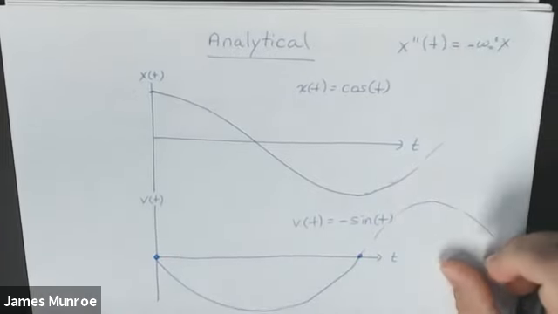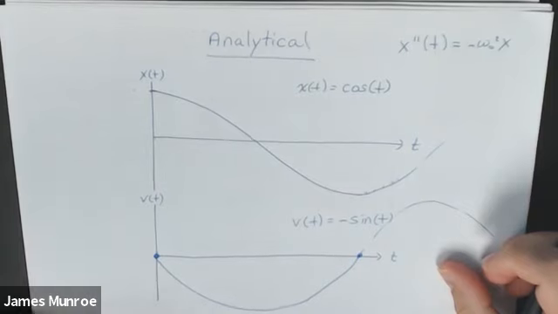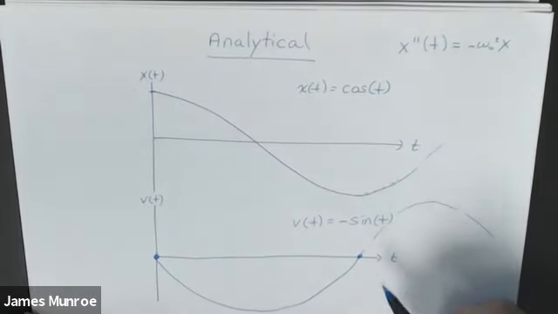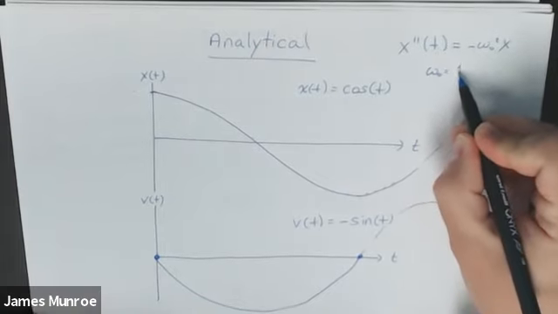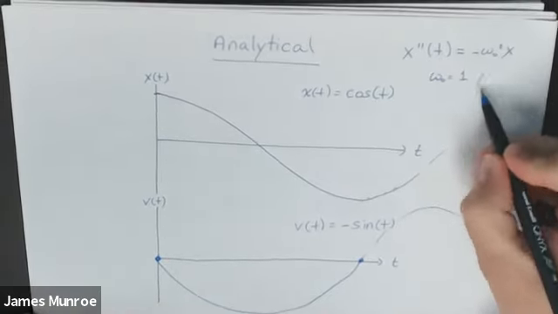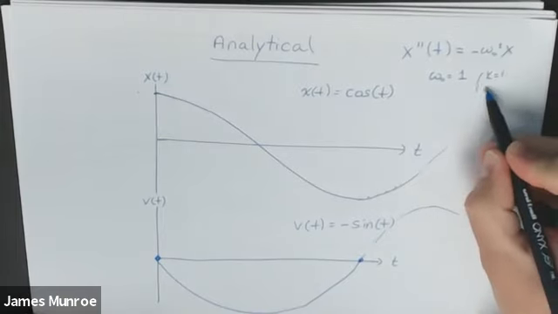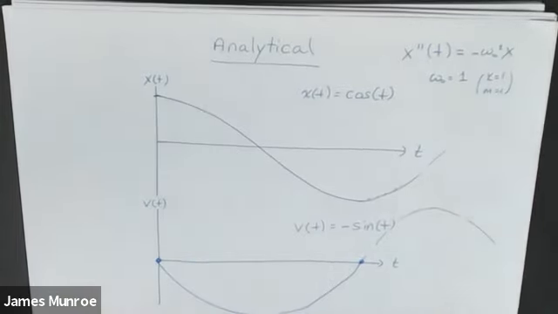So there is a differential equation. It has the standard solution of a cosine or a sine. And let's just say, for the sake of argument, we take the simplest possibility. That would just be a situation where k is equal to 1 and m is equal to 1. So the angular frequency is just 1.